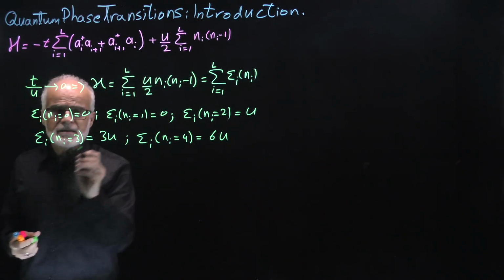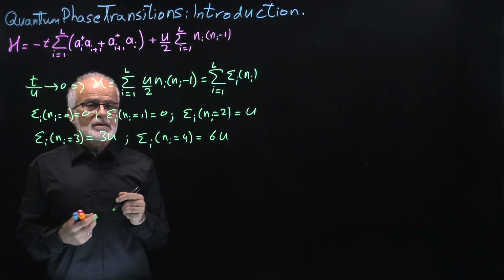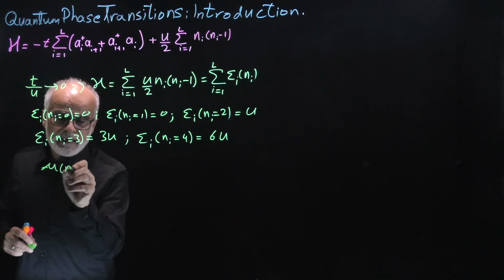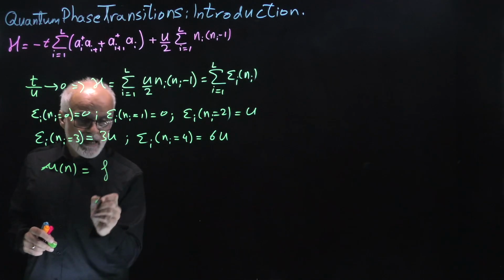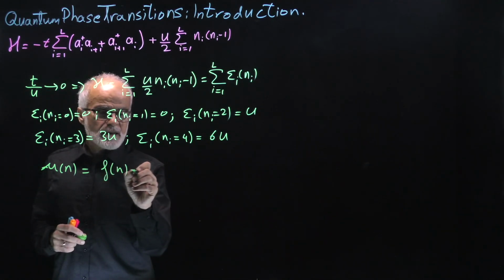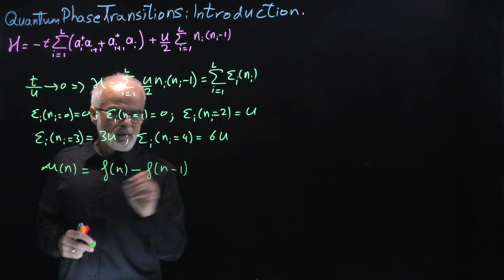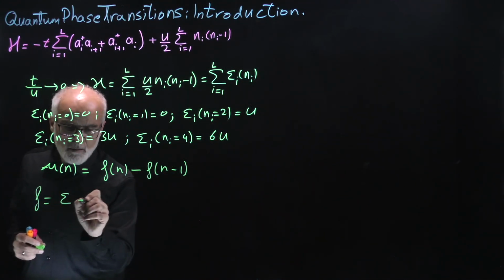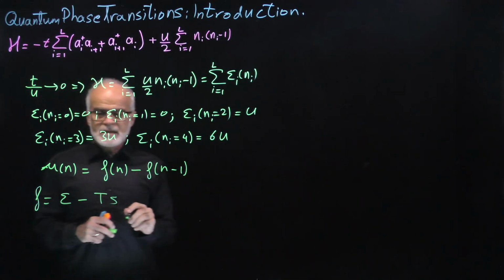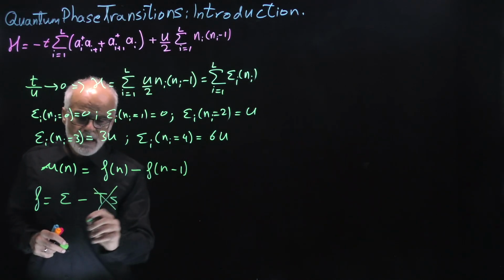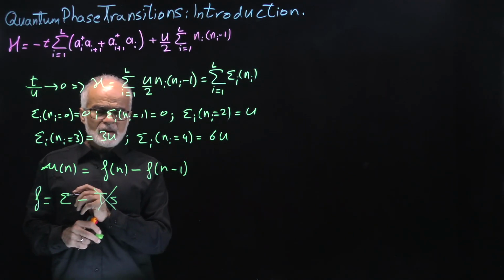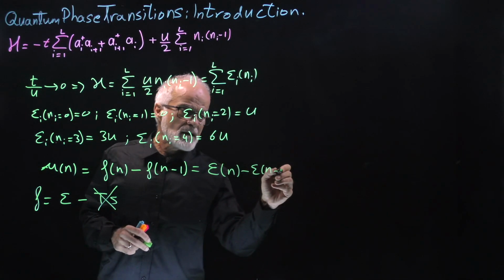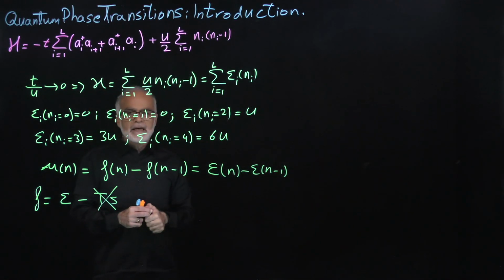The chemical potential is the energy cost of adding one more particle to the system or removing one more particle. It is the free energy cost. So the chemical potential at n particles is equal to the free energy at n particles after we added the particle minus the free energy at n minus 1 particles. Now the free energy, I remind you, is equal to the energy minus temperature times entropy. But since the system is at 0 temperature, this term goes away and the free energy is just equal to the energy. So then I can just write epsilon of n minus epsilon of n minus 1. So we have a way to calculate the chemical potential.